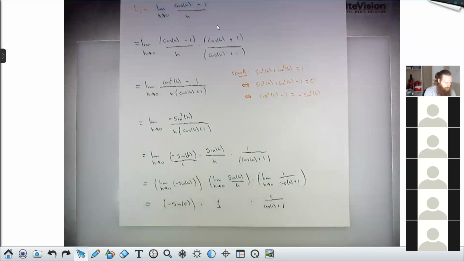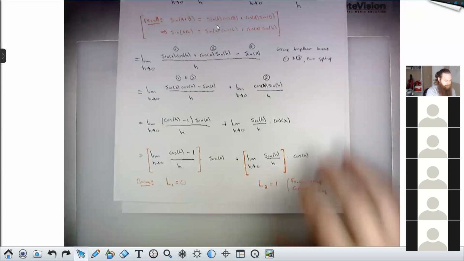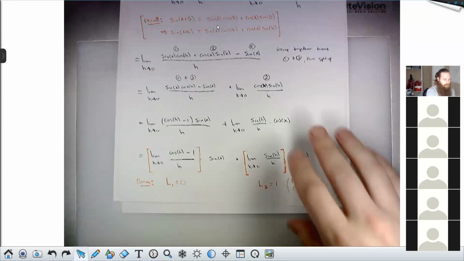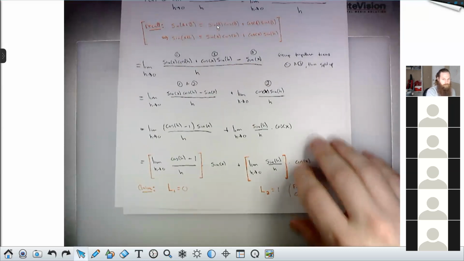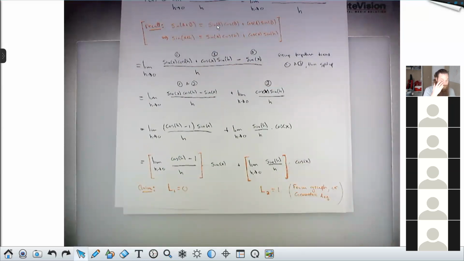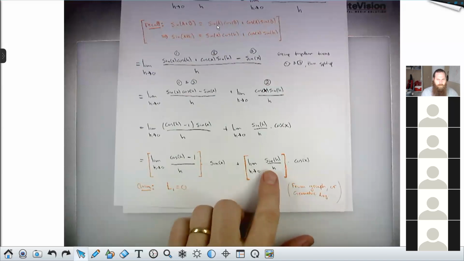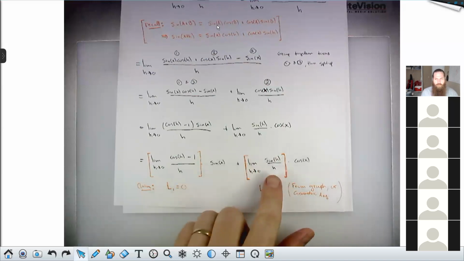So let's get back to where we were here, which was this. Professor, I have a quick question. Since we know that sine of h over h is 1, isn't it reasonable to infer that sine of h minus 1 over h is going to be 0 as well? Not necessarily. If you subtracted 1 from this whole thing, yes. But if you subtract 1 in the numerator, no.